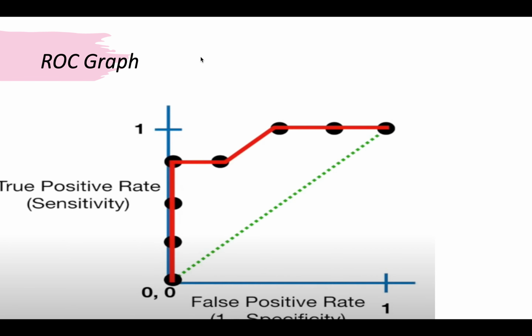And the area under this red line is known as AUC, area under the curve. So the better the AUC, the better the model performance. But the threshold level has a very powerful impact. If we are not selecting a better threshold level, the model won't perform well.